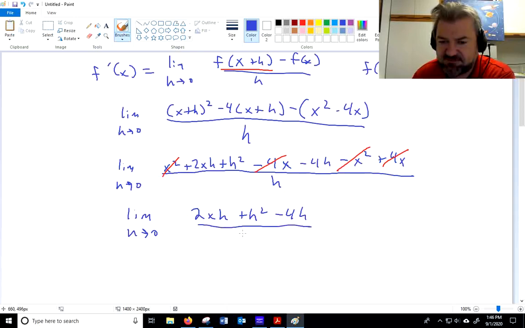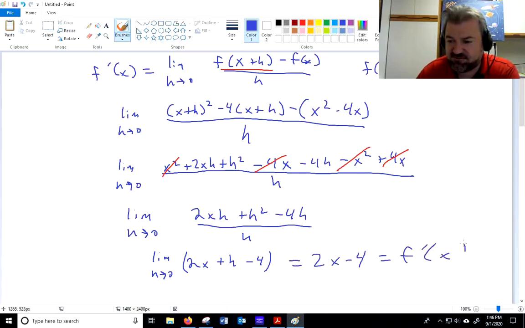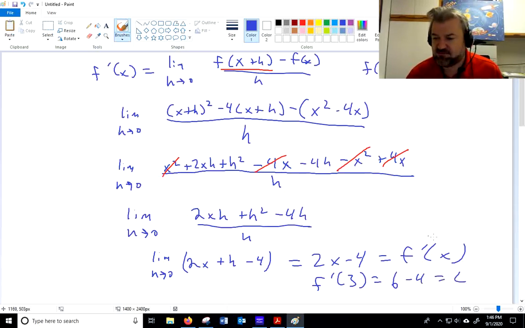And the reason why I'm happy that everything has an h in it is that if I have a rational expression, and as long as every single term has an h in it, then I can divide each one of these terms by h, giving me the limit as h goes to 0 of 2xh over h is 2x. H squared over h is just h. Minus 4h over h is just a minus 4. Now I plug in 0 for h, and it gives me 2x minus 4. That is the derivative as a function of x. And if I plug in 3, I'll get f prime of 3 is equal to 6 minus 4, which is 2, which is exactly what we said.